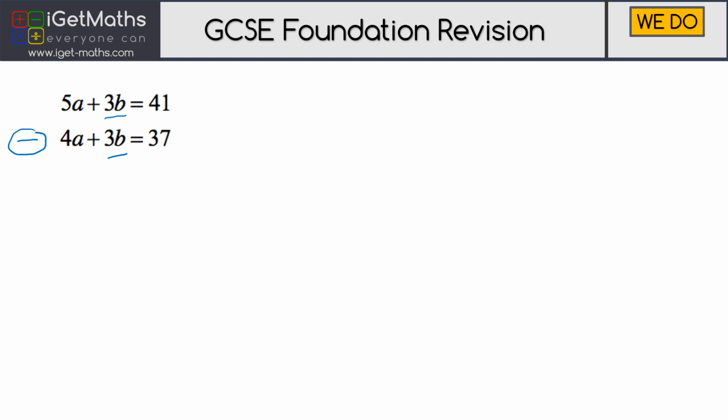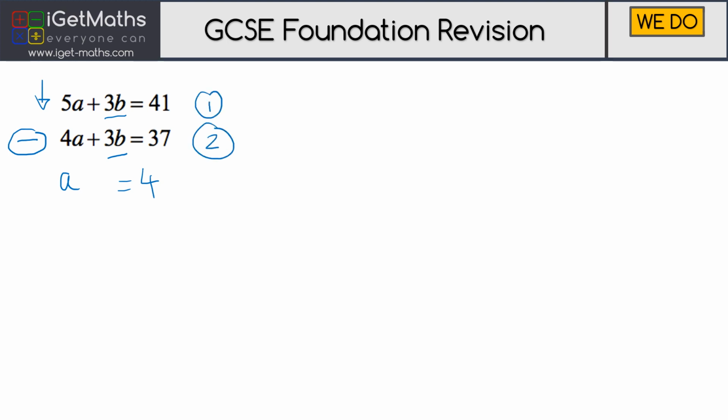And remember, we work downwards, so we're going to work this way. 5a minus 4a gives us just a. And 3b subtract 3b cancels, and then we've got 41 minus 37, which just gives us 4. So a equals 4. Then we're going to use that to either substitute into equation 1 or equation 2.